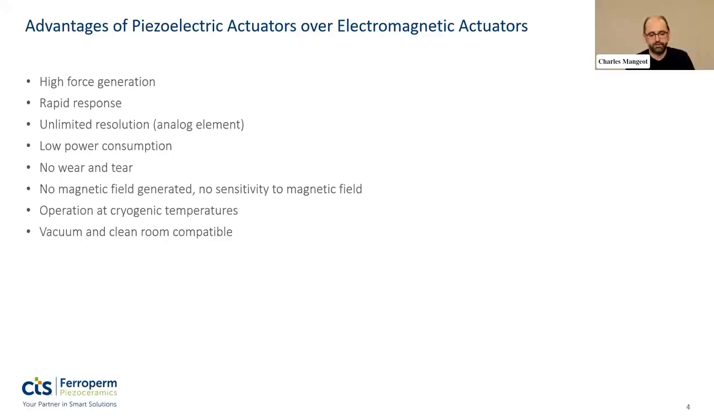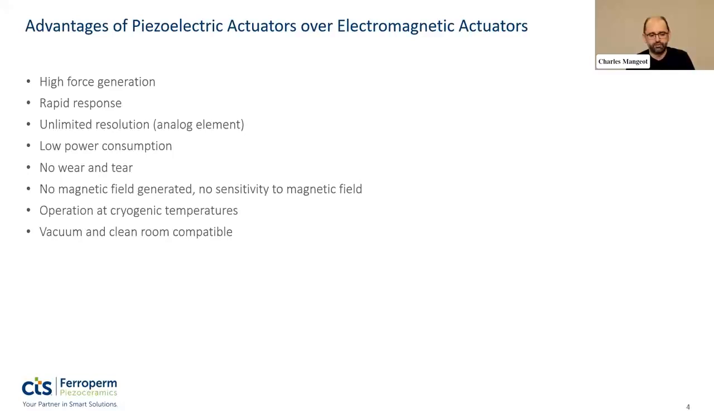They also provide unlimited resolution. It's an analog element. So the resolution of the actuator is driven by the resolution of your power supply, basically. Low power consumption is also an advantage compared to an electromagnetic solution where you have to maintain a current to maintain position. A piezo actuator will just require to be charged and discharged, and it won't draw any power for maintaining a position.